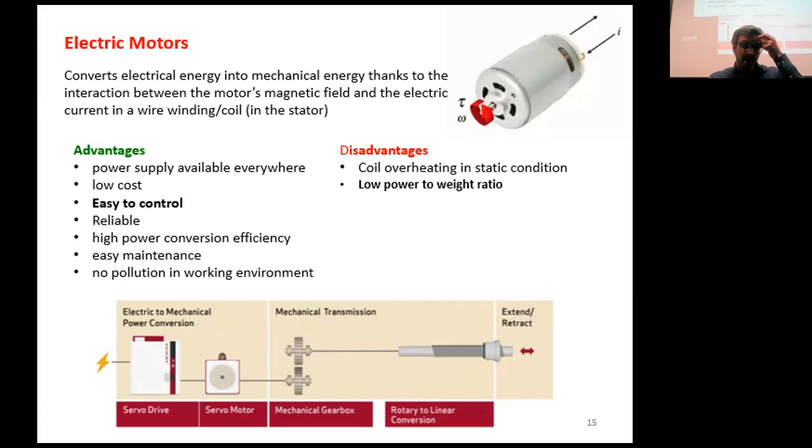Then the other disadvantage is that they have a low power to weight ratio. You remember the hydraulic actuators? How were they? Did they have a low or high power to weight ratio? You remember? High? Yes. So what does it mean, for example, low power to weight ratio? What is the main issue with this? Yeah.